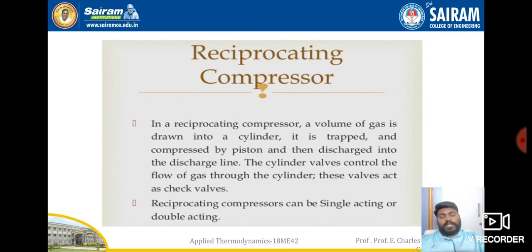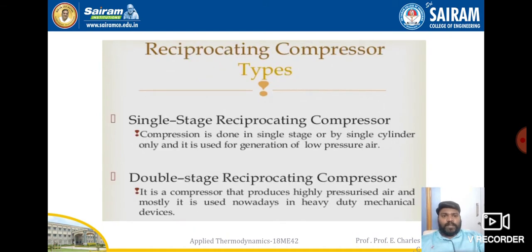Again, as we have seen in the classification, there are single acting compressors and double acting compressors. In one particular motion, if the air is compressed on only one side, that is called single acting. In one particular motion, if both sides are compressed, that is called double acting. Single acting is where compression is done in a single stage or by a single cylinder, and it is used for generation of low pressure.